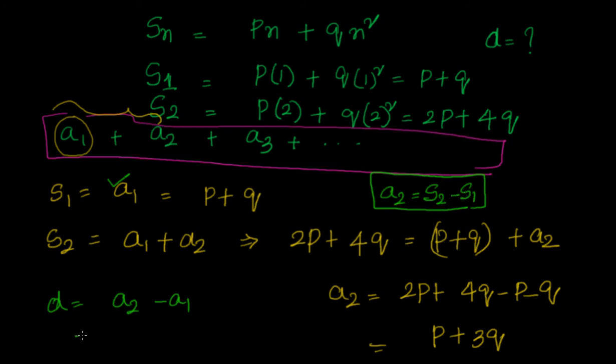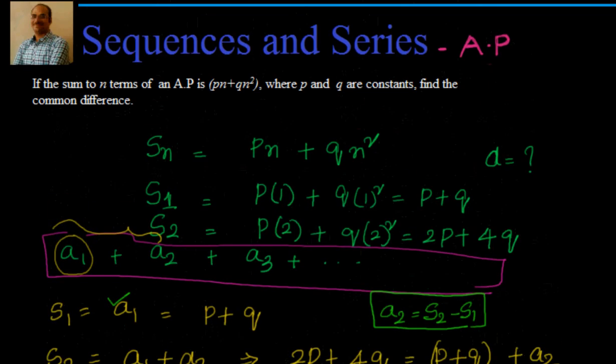Now d is nothing but a2 minus a1. What's the value of a2? P plus 3q minus a1. a1 is nothing but minus p minus q, minus of p plus q. P cancels out. 3q minus q is 2q. So your answer is 2q. The common difference is nothing but 2q.